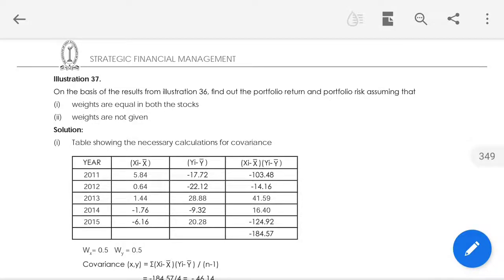Paper 14 SFM Chapter 8 Security Analysis and Portfolio Management.